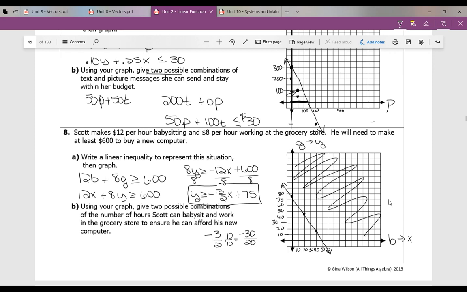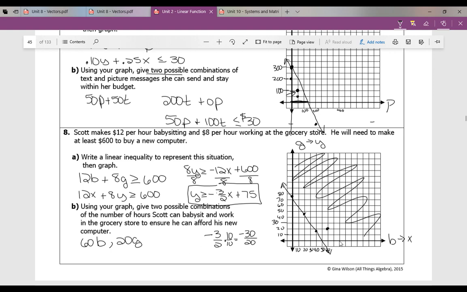So we got a whole bunch of scenarios that we could come up with. Okay? It just says 2 possible combinations. So any point over here. Now remember, every movement you make is 10. So if I go right here, that's 60 hours of babysitting and 20 hours at the grocery store. That should give him more than $600.